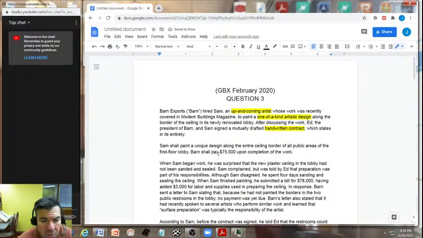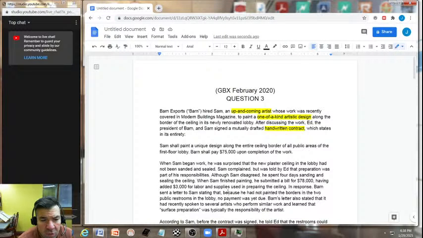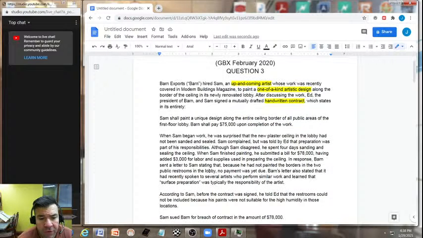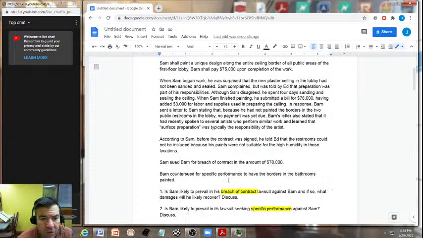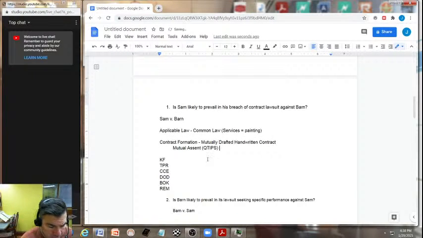Well, we know that the Sam v. Barn situation initially involved the $75,000 upon completion. So we know that the original contract price was $75,000, and so I want to make sure to note that. And also, the details indicated that the unique design was supposed to go along the entire ceiling border of all public areas on the first floor. So, okay, so there we go. So down here, we want to make sure to point out that $75,000 was the original contract price.